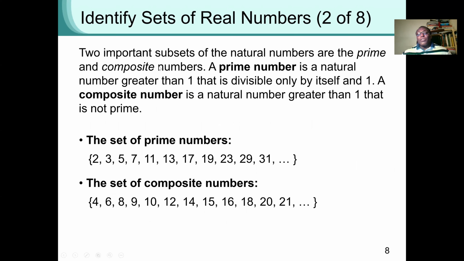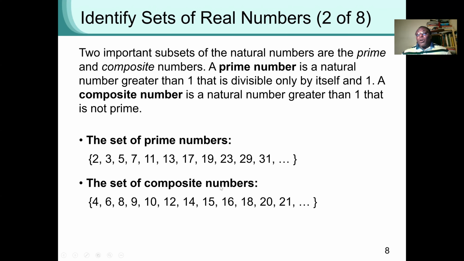Also, we say two important subsets of the natural numbers are the prime and composite numbers. And we know a prime number is a number whose factors are only the number itself and 1, which means it's divisible by 1 and itself. A very simple example would be 2. 2 is a prime number because it is only divisible by 1 and the number itself, which is 2. Or 19 is a prime number because it's only divisible by 1 and 19. Or we can say the factors of 19 will be only 1 and 19.